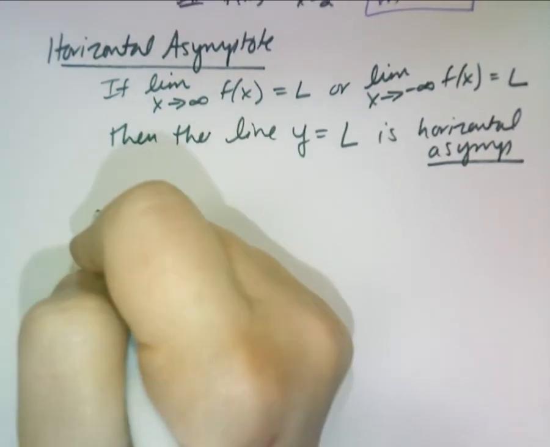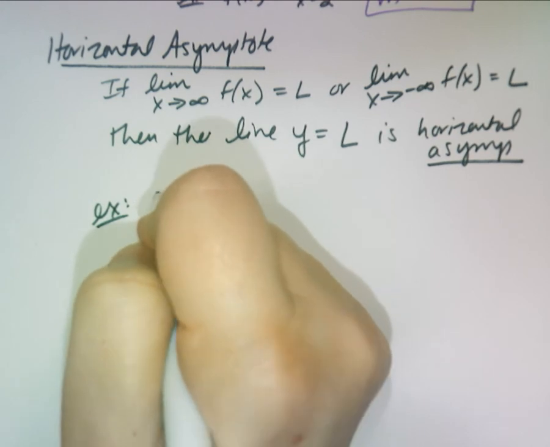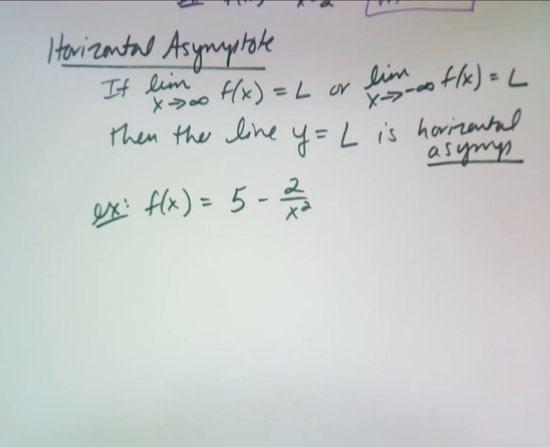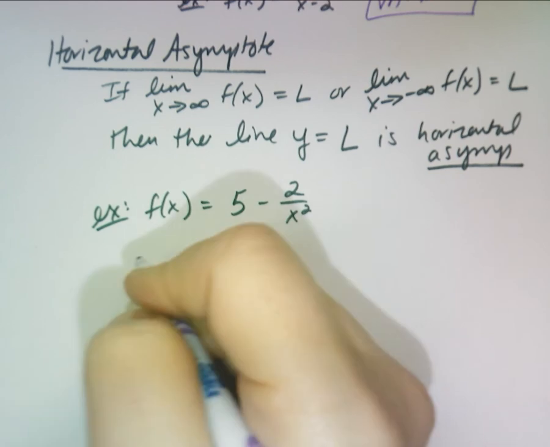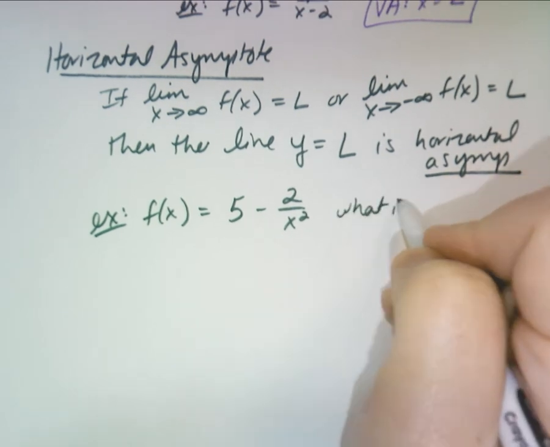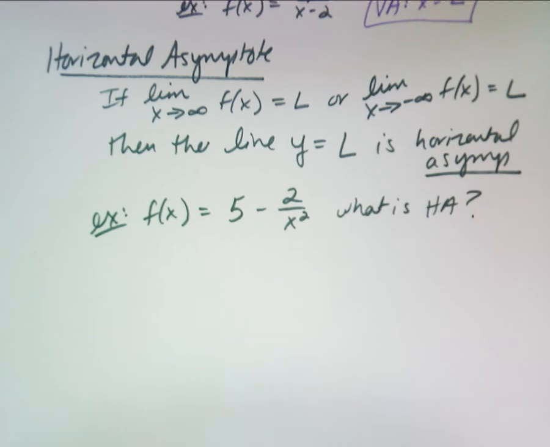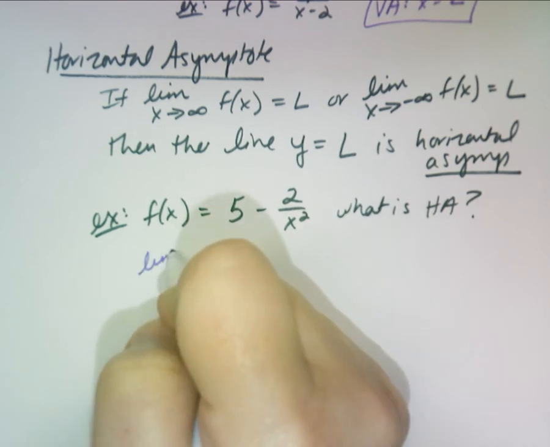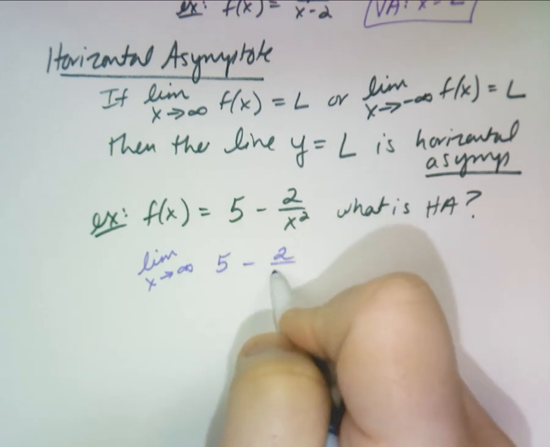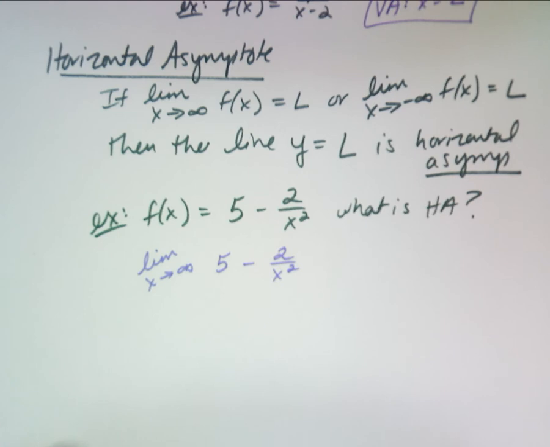It's a good foldable. But if I give you a function, 5 minus 2 over x squared, let's say that, and I say, okay, what is the horizontal asymptote? The directions will say something along those lines, or it'll actually say, use limits to find the horizontal asymptote. So here's what I'm asking you then. Take the limit as x goes to infinity of 5 minus 2 over x squared.